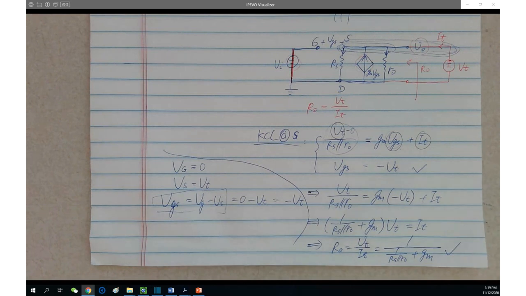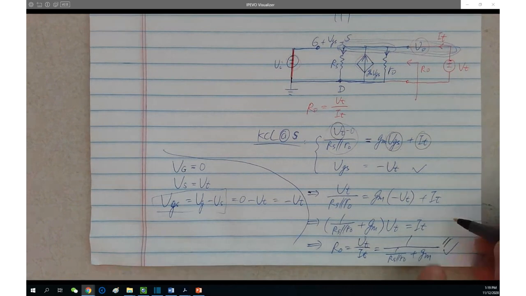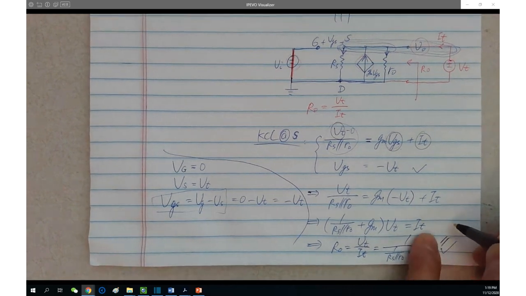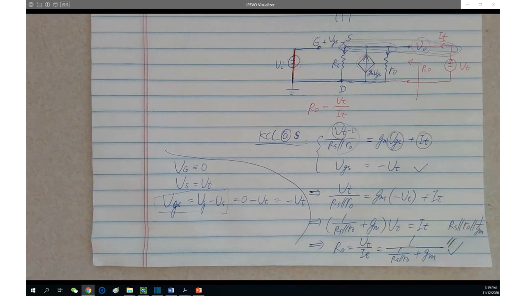And of course, can anyone realize this solution also equals to what? RS parallel with R0 parallel with 1 over GM. I don't know if you can see this. If you can't, this result remains the same, remains correct. So that's okay. But if you can see this, then it equals to that.